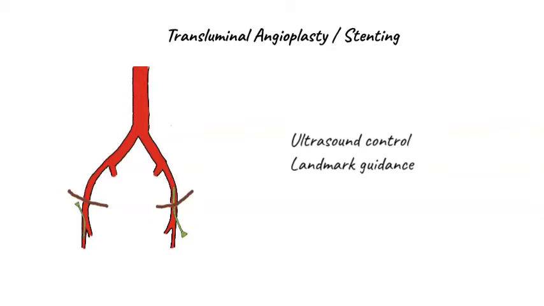In order to treat lesions above the inguinal ligament, we usually put the sheath in the common femoral artery facing up towards the heart. And in order to treat lesions down the leg, we place the sheath in the common femoral artery facing down the leg through the superficial femoral artery.